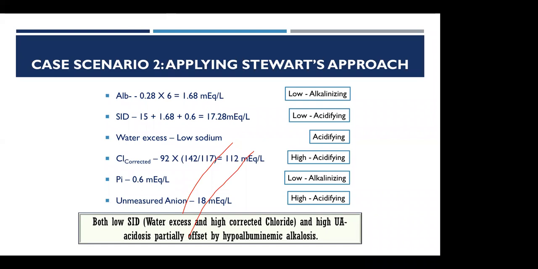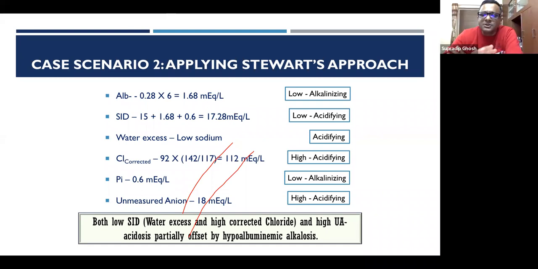Yeah, it is feasible. But I strongly discourage students, for real practical purposes, from using these formulas. Because the beauty of the Stewart approach is not to use formulas. This is the most beautiful part. Using formulae, again, we are trapped in the same Henderson-Hasselbalch problem. The beauty is you can simplistically find out the acid-base disorder by looking into the sodium, chloride, and albumin. That's it.